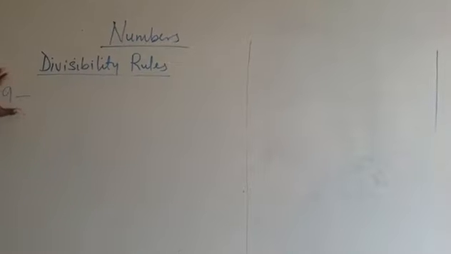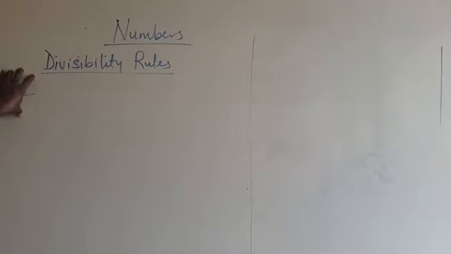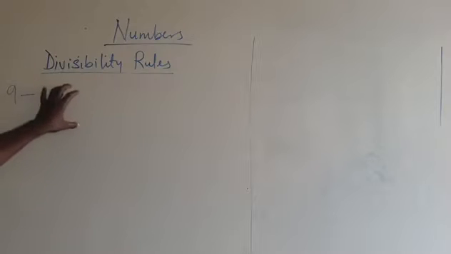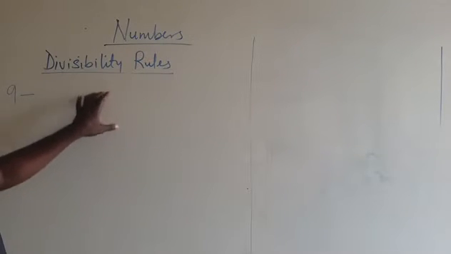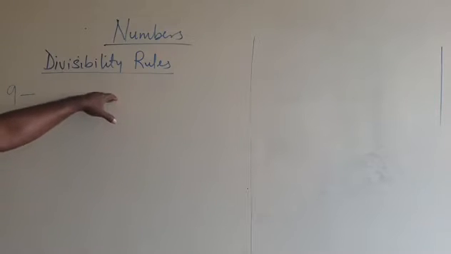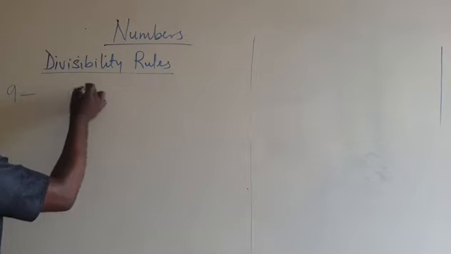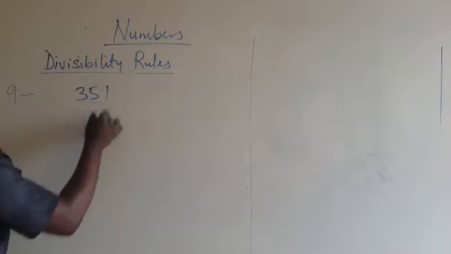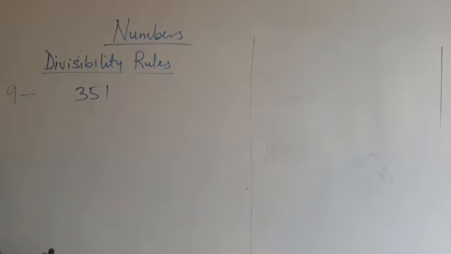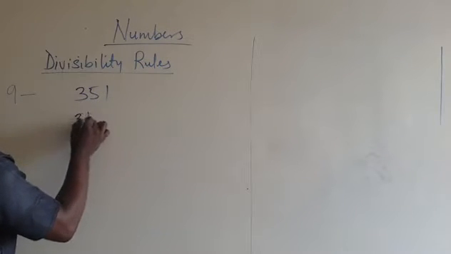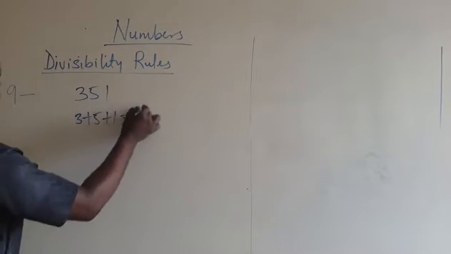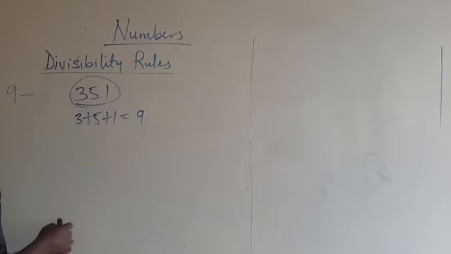For 9, any number will be divisible by 9 if the sum of its digits form a number that can be divided by 9. That is when we conclude that such a number is divisible by 9. For example, if we have 3, 5, 1, so this is 351. Is it divisible by 9 or not? What we need to do is just add it. That's 3 plus 5 plus 1. That is 9. So that means this number is divisible by 9.